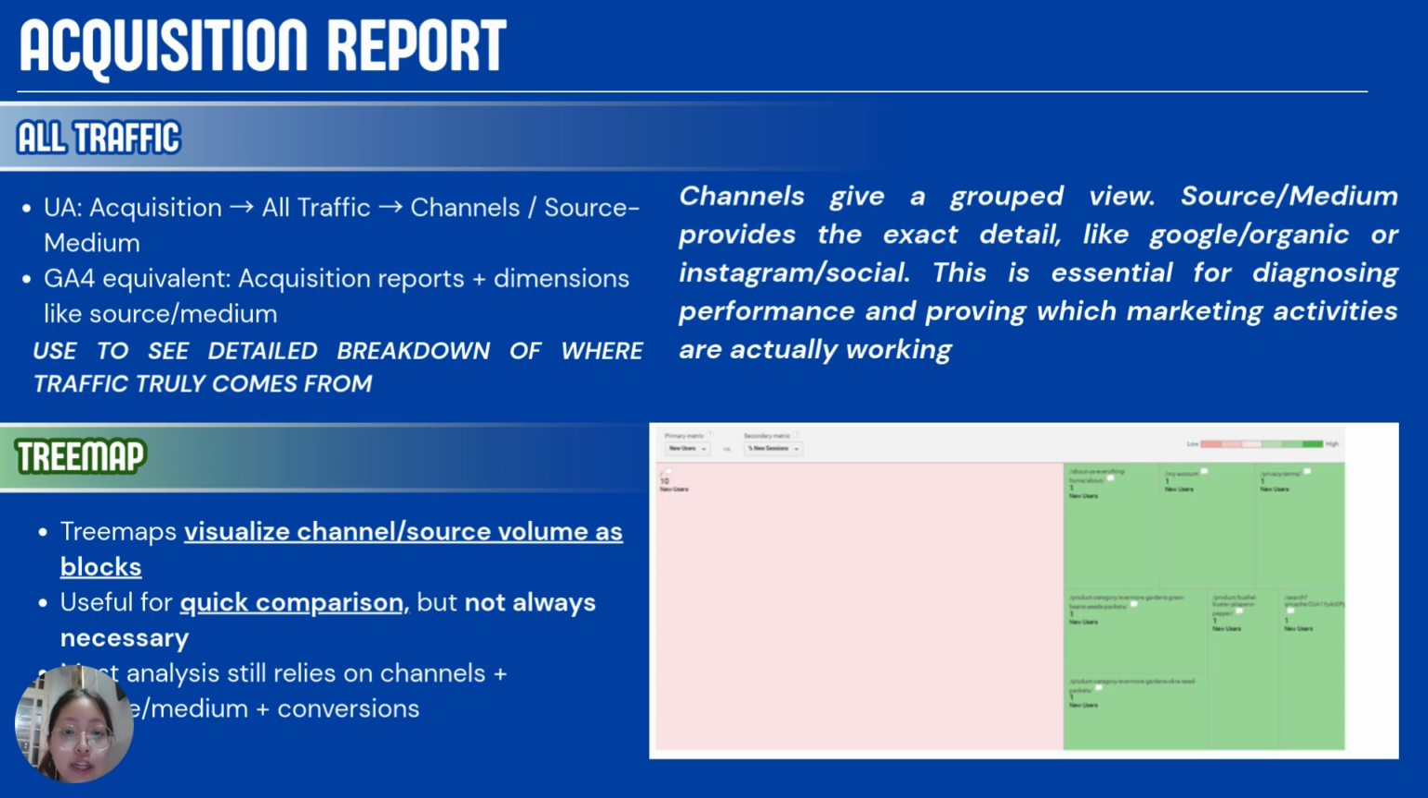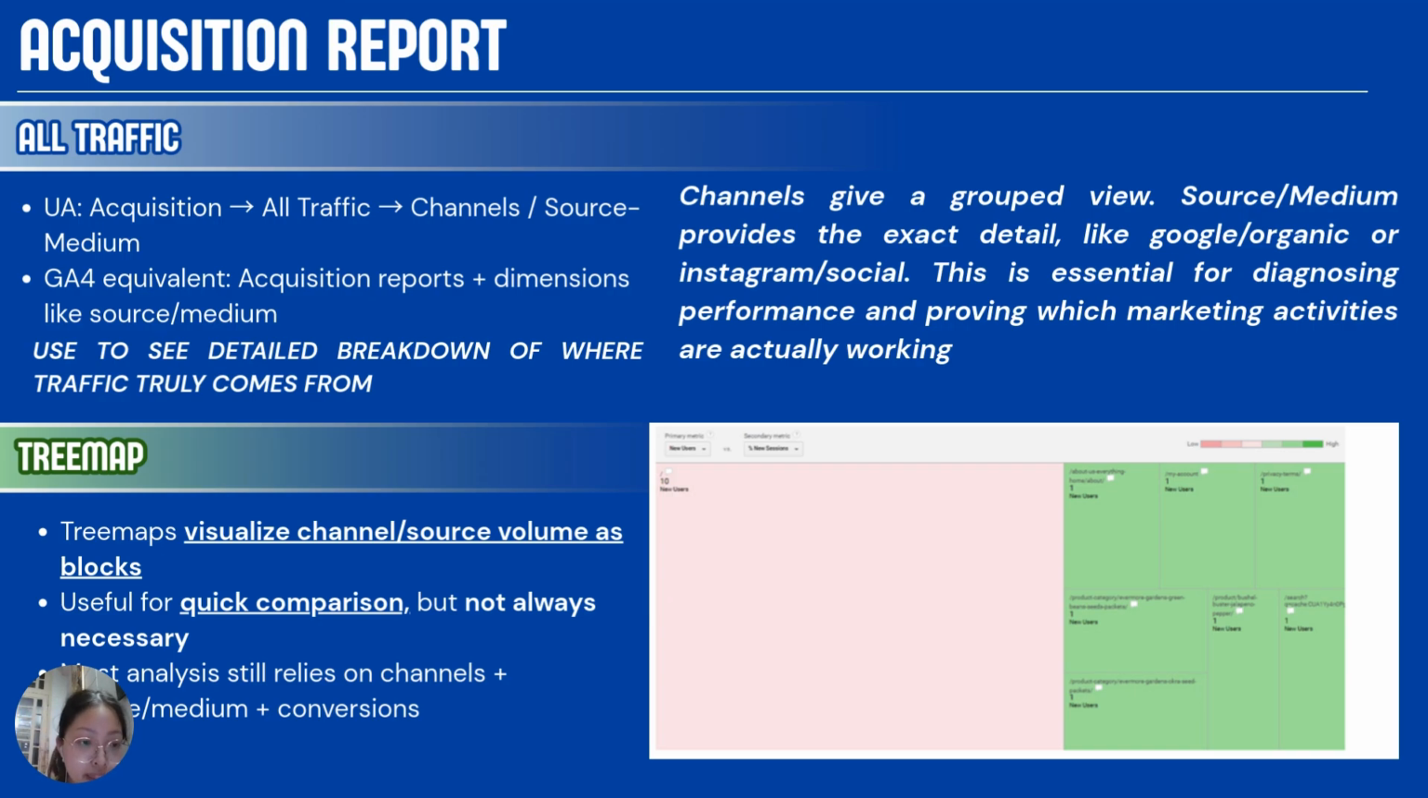The channels gives a quick view. Source and medium provides the exact detail like Google or organic or Instagram or social. This is essential for the performance and proving which marketing activities are actually working.